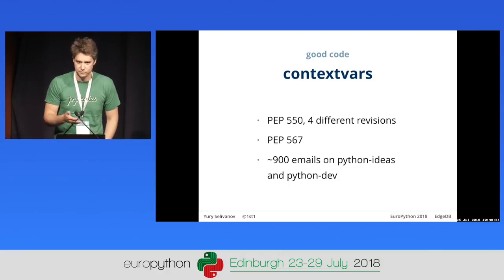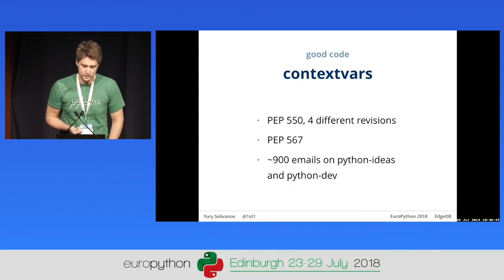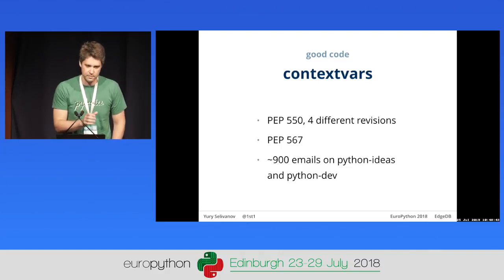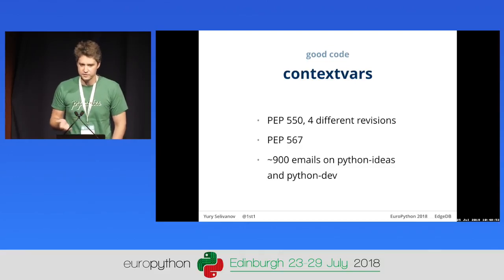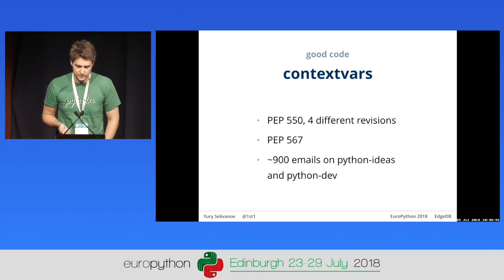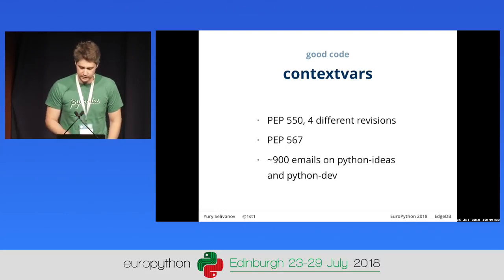Besides just fixing the async IO or async await problem, it also tried to address this problem for generators, and it was too complex, so we created a spin-off, PEP 567, a slightly different API, but simpler design. There are around 900 emails on Python Ideas and Python Dev, because suddenly everybody had an opinion about context variables and async await. It was really a tough battle, but we finally got it in.